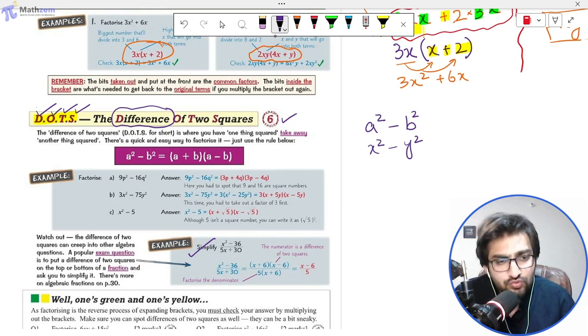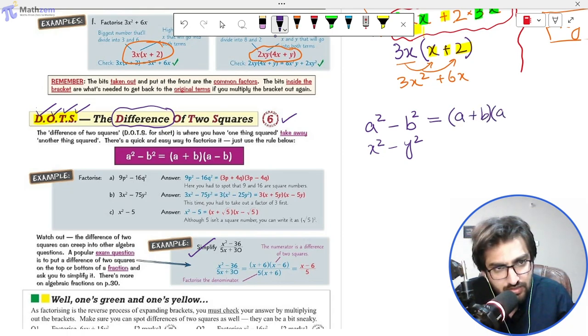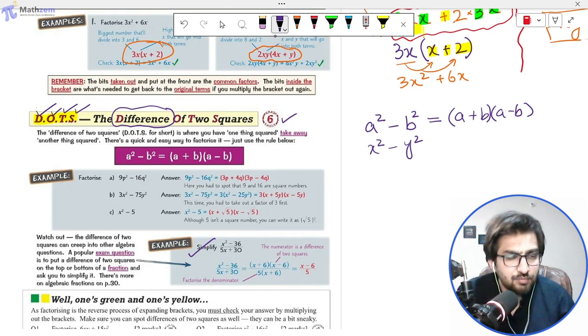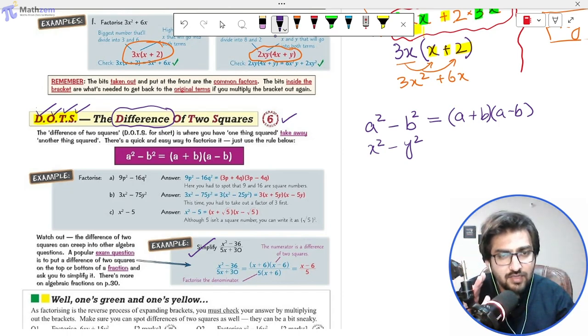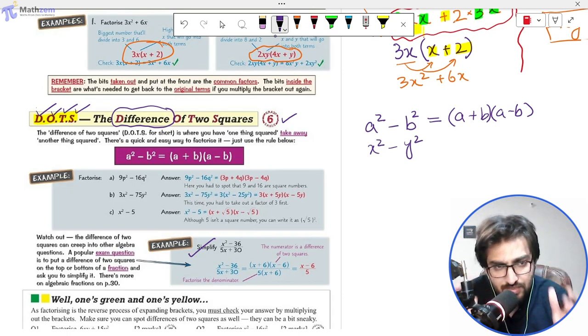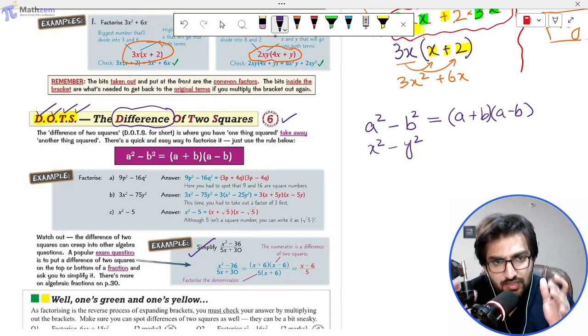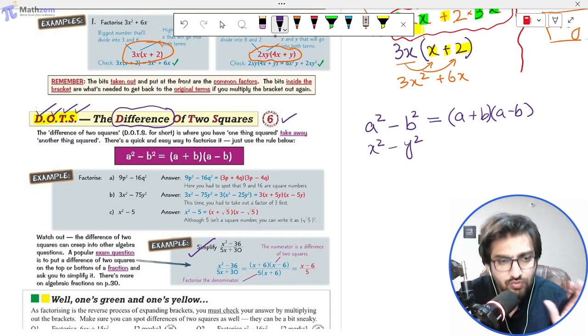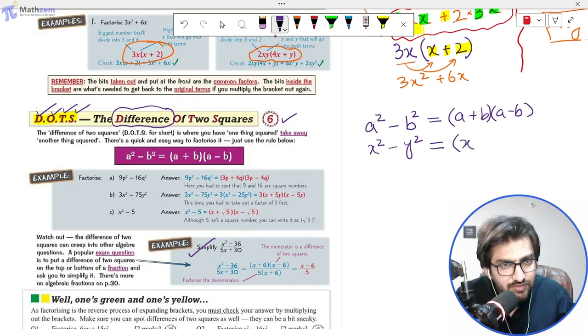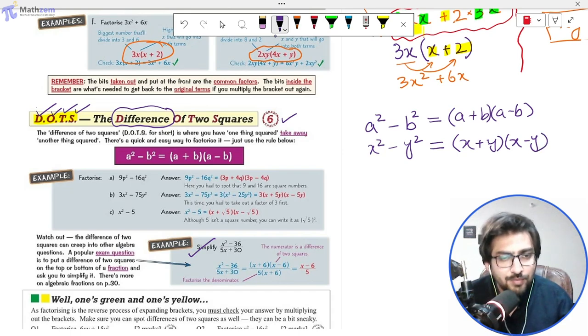The simple method to simplify this is to write down a plus b, bracket close, and a minus b. That is the simple version. We have converted that into two brackets. It means a square minus b square is equal to a plus b, a minus b. You can replace a square minus b square by a plus b, a minus b. Similarly, you can replace x square minus y square as x plus y and x minus y. It depends from question to question. I will show you in this example why this is necessary.